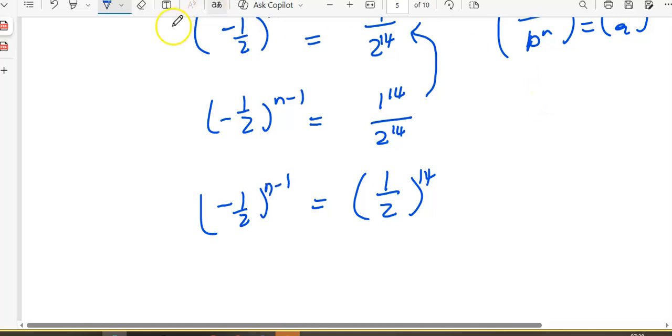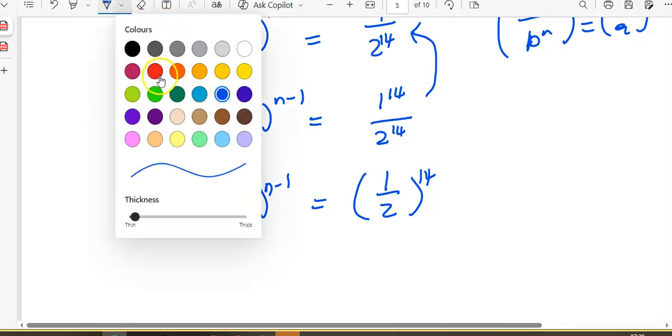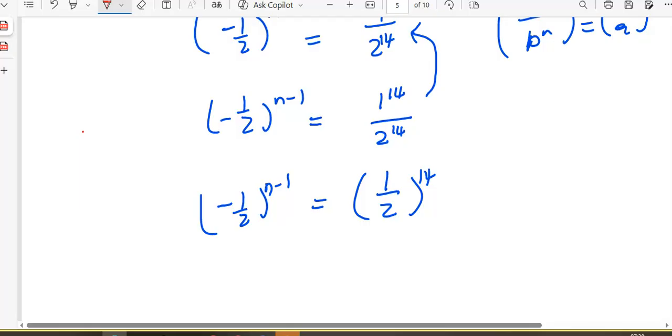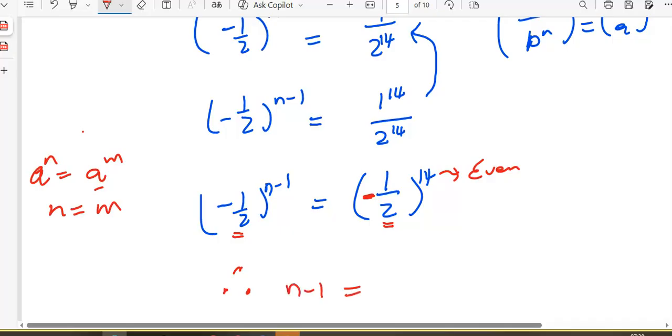So now, tell me, are the bases the same? No, they are not the same. Why? Because the base this side is negative, this one is positive. But now remember, 14 is an even number. Even if we put a negative here, there's no change. We just have to put the negative so that the bases are the same. Since the bases are the same, we can drop the base. Remember the law that says if I have a to the n equal to a to the m, the bases are the same, n will be equal to m. That's the law I apply here. So n minus 1 is equal to 14.